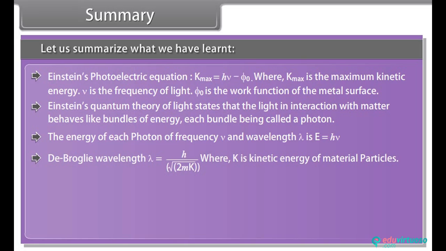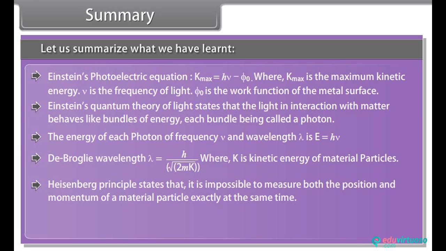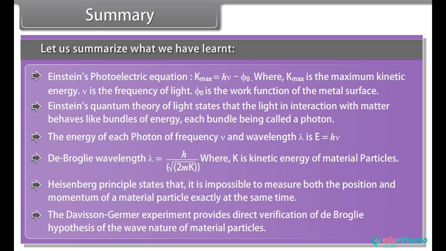The de Broglie wavelength lambda = h/√(2mK), where K is the kinetic energy of material particles. The Heisenberg principle states that it is impossible to measure both the position and momentum of a material particle exactly at the same time. The Davisson-Germer experiment provides direct verification of the de Broglie hypothesis of the wave nature of material particles.